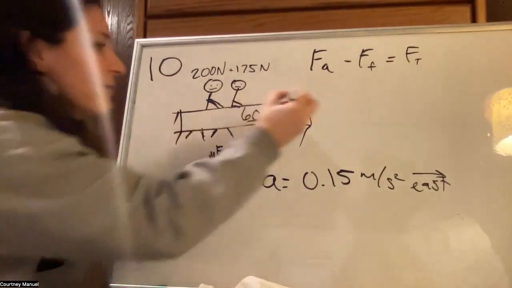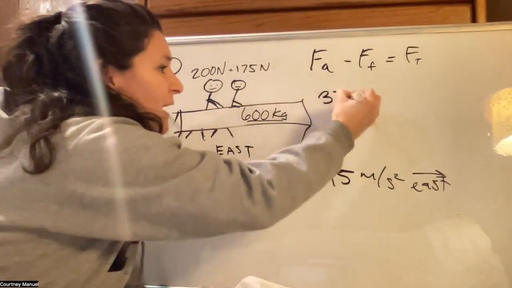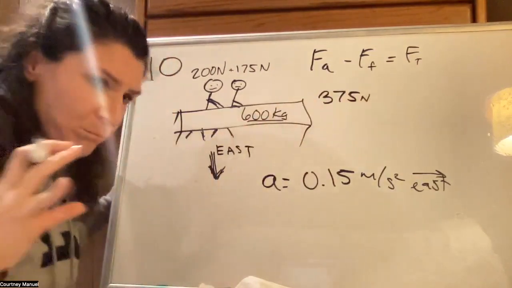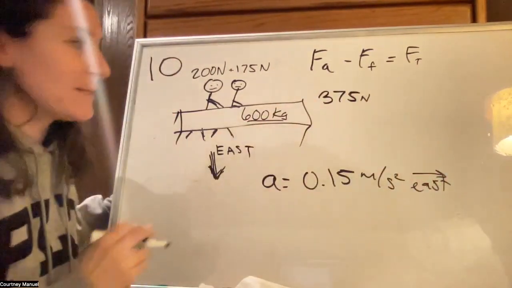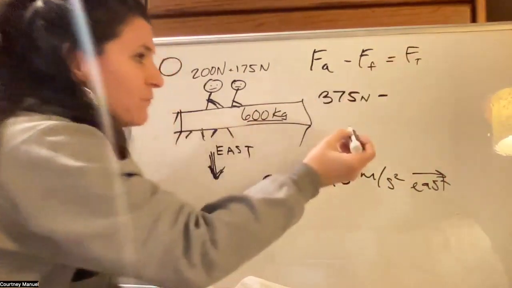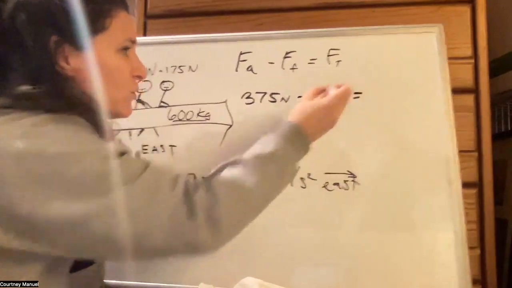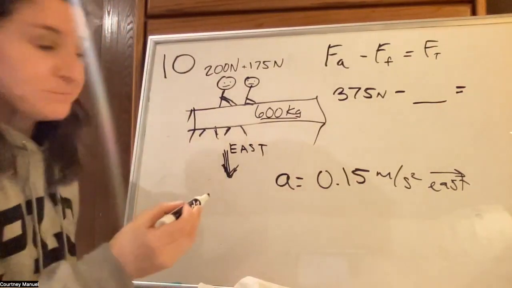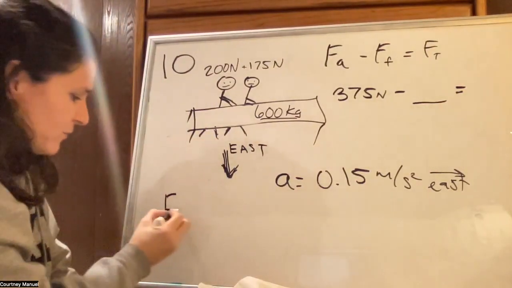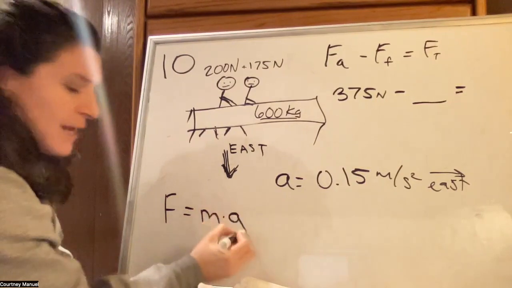200 plus 175. So we have 375 newtons of pushing pressure heading east. And we're going to have to get rid of some friction here. So we've got an unknown friction. I'm just going to move the table. And that's going to be equal to our total force. So that we also find out by F equals M times A.